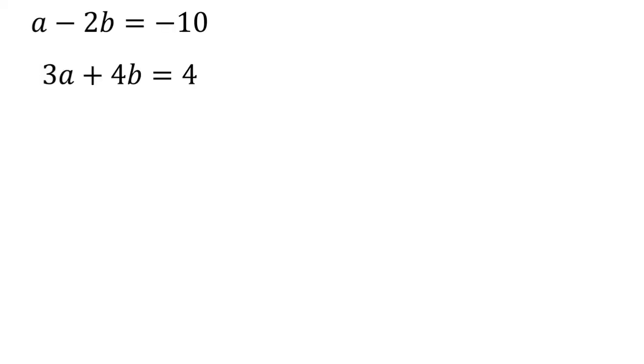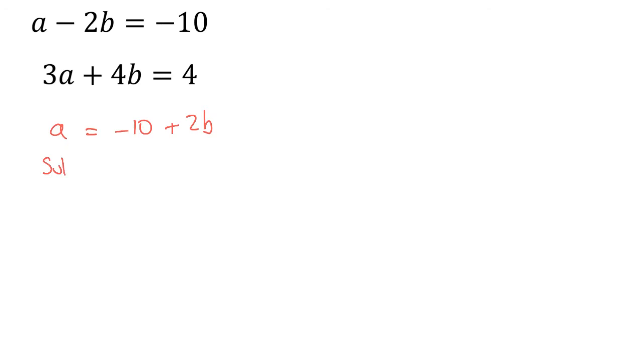So in this example we've got a minus 2b equals minus 10 and 3a plus 4b equals 4. So we need to try and rearrange one of the equations, and for one of the letters we could rearrange the second equation for a or for b, but that's going to be awkward. The easiest is the first equation and making a the subject, because all we need to do is move the minus 2b across. So if we rearrange equation 1, we get that a is equal to minus 10 plus 2b.